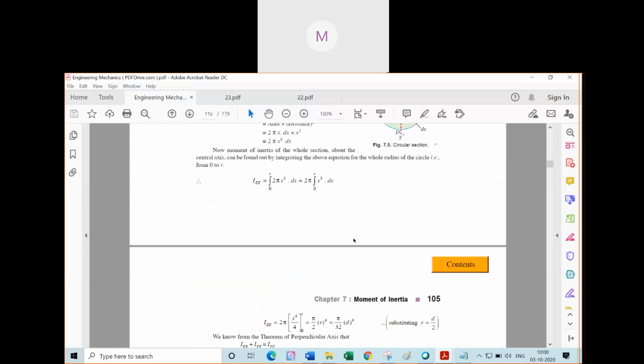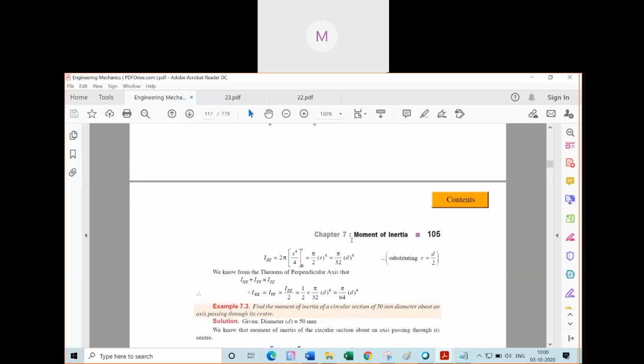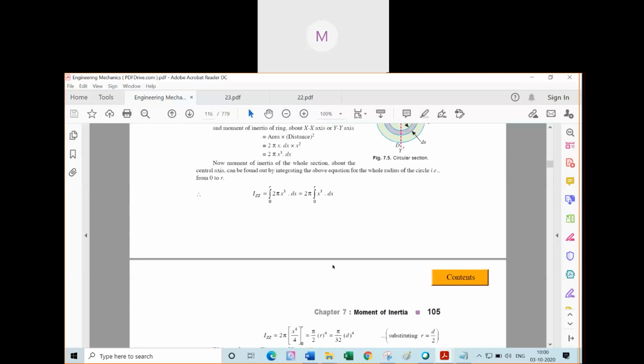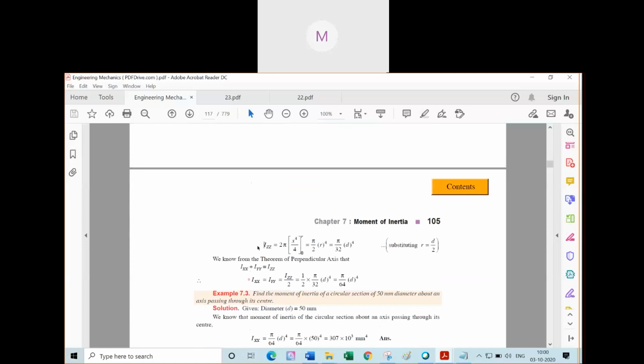Now if you have to find out Ixx and Iyy, how will you find out? First of all, you found out Izz. Why? Because you are finding it for the whole circle, and a circle does not have an x or y axis. So if you are finding out for the whole circle, then you are finding out Ixx plus Iyy. And for the individual part, you will be finding out Ixx and Iyy. So in this way, you will be finding out, and then you will get this answer: pi d to the power 4 by 64.